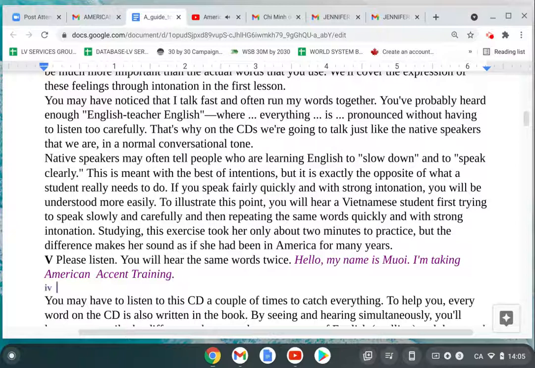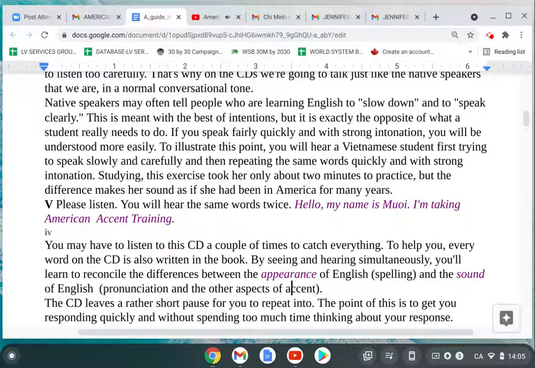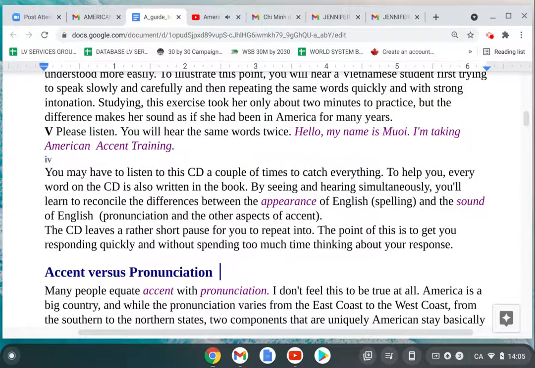You may have to listen to this CD a couple of times to catch everything. To help you, every word on the CD is also written in the book. By seeing and hearing simultaneously, you'll learn to reconcile the differences between the appearance of English, spelling, and the sound of English, pronunciation, and the other aspects of accent. The CD leaves a rather short pause for you to repeat into. The point of this is to get you responding quickly and without spending too much time thinking about your response.